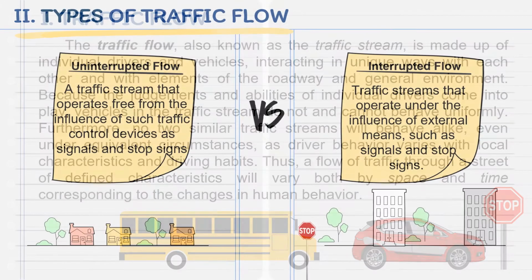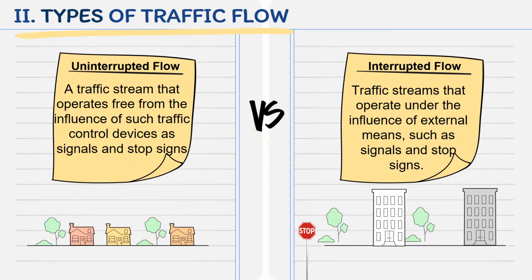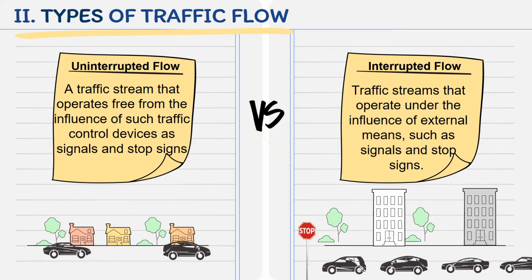We have two types of traffic flow. The first one is the uninterrupted flow, a traffic stream that operates free from the influence of traffic control devices such as signals and stop signs. The other one is the interrupted flow. Unlike the uninterrupted flow, here we have signals and stop signs which influence the traffic stream.